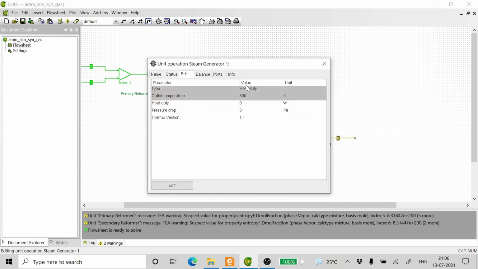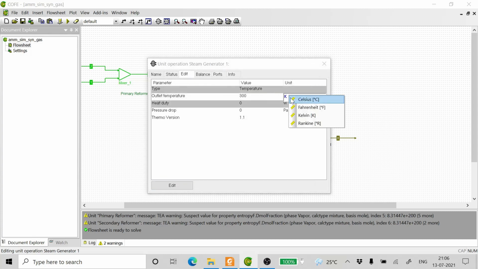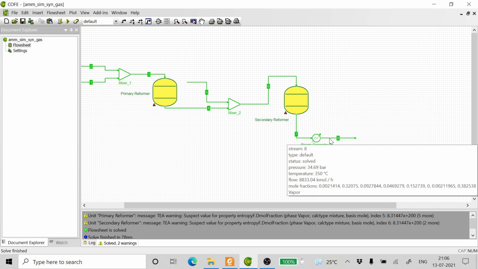Now double click on the steam generator, go on edit and select outlet temperature. Close it. Change the units. So that's 350 degrees Celsius. And the pressure drop is 0.5 bar. Sorry, 0.1 bar. Now we run the simulation. So this is at 350.